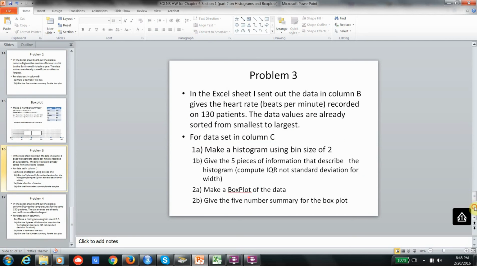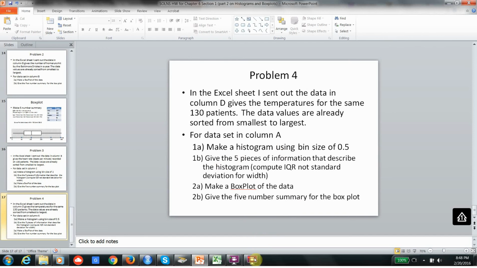Okay, the other two problems we'll do in class. We'll puzzle through those on Tuesday.